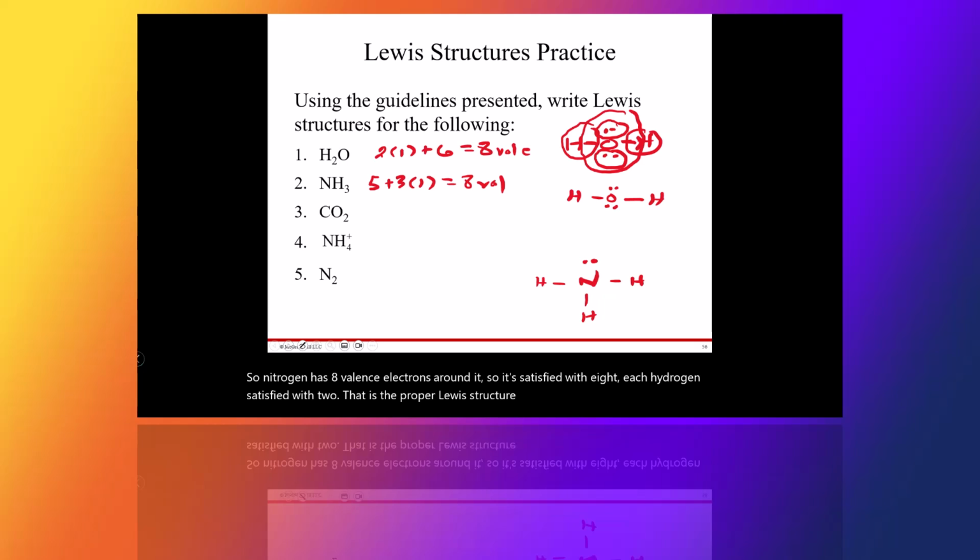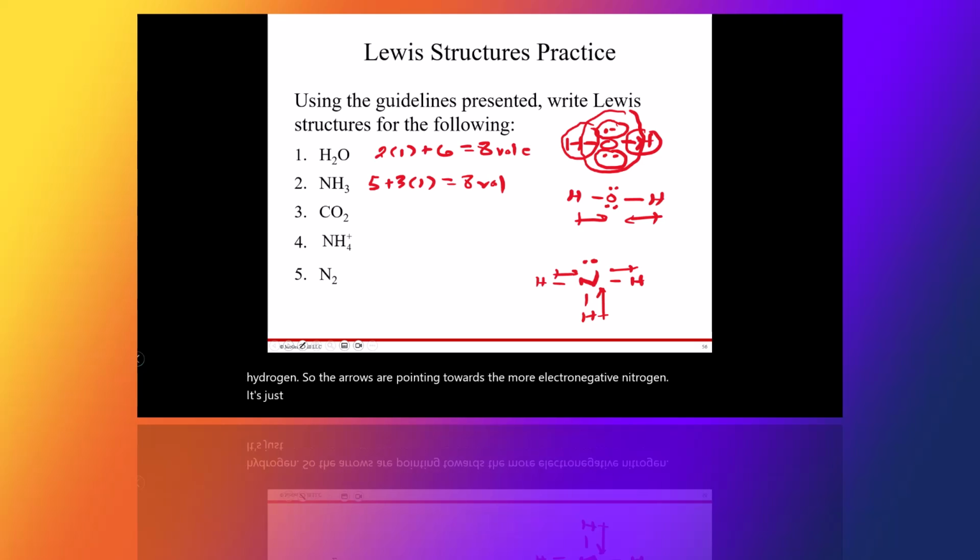Now, I didn't do this up here. Let's do this. I would draw some arrows like this toward the more electronegative atom to show that this is polar covalent bonding. Same thing here. Nitrogen's more electronegative than hydrogen, so the arrows are pointing towards the more electronegative nitrogen. It's just good practice to think about it.